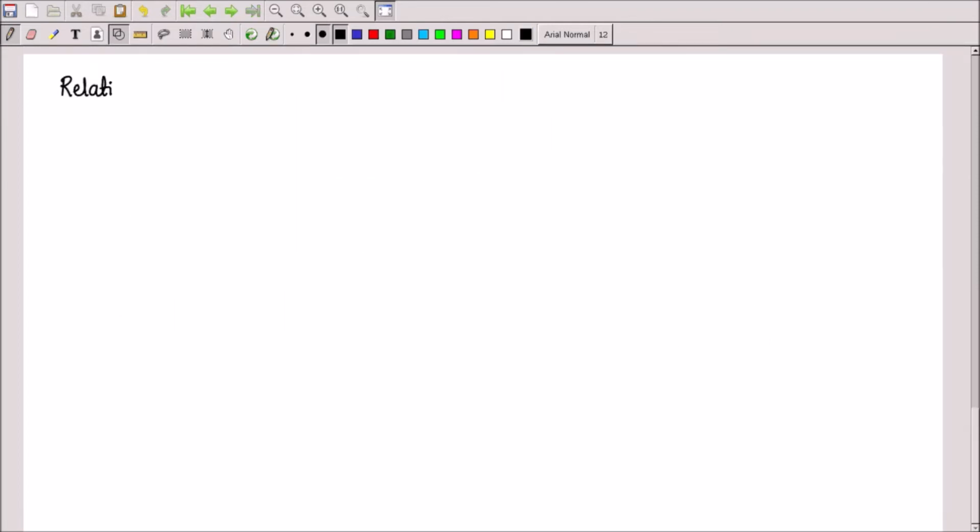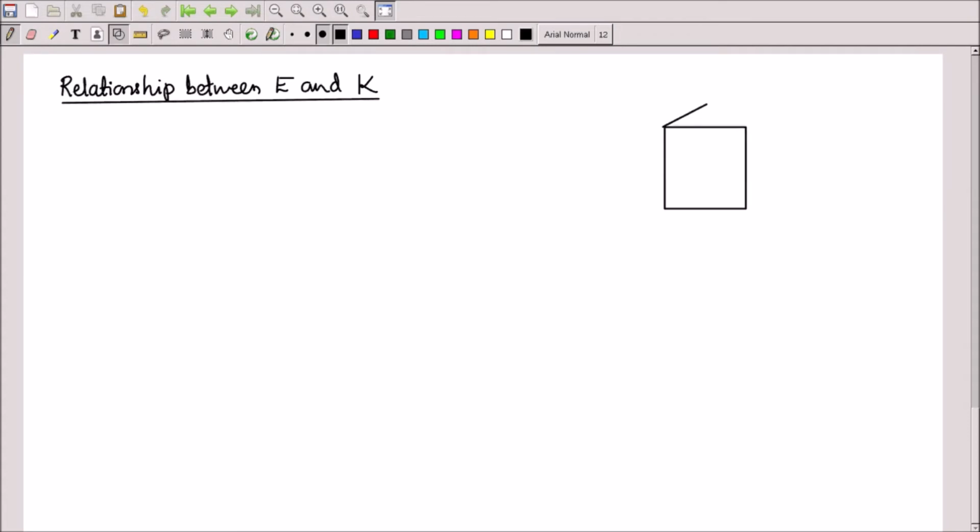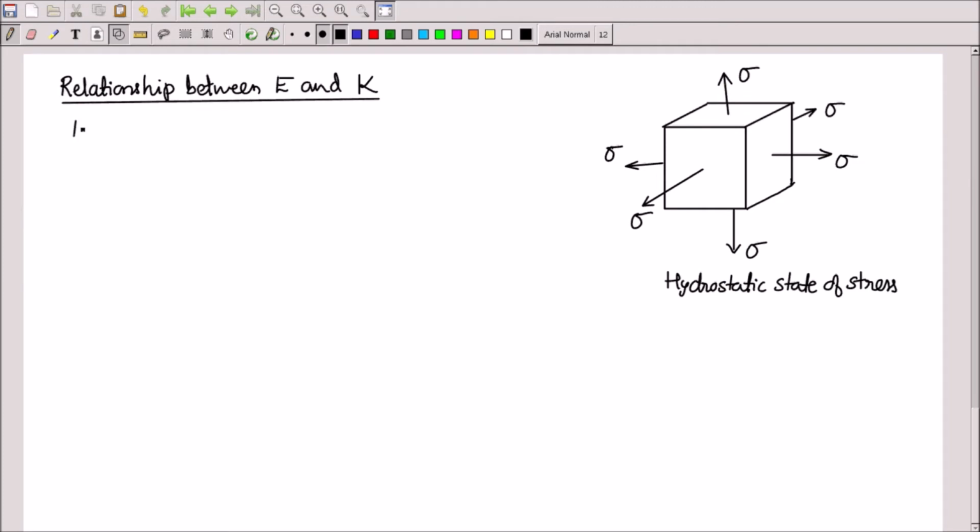The relation between E and K. K is bulk modulus. So we'll try to relate Young's modulus and bulk modulus. We know bulk modulus is defined for the hydrostatic state. If you take a cuboidal element like this, it should be subjected to same amount of stress in all directions. Then it is called hydrostatic stress. For this case, we can try to apply generalized Hooke's law.